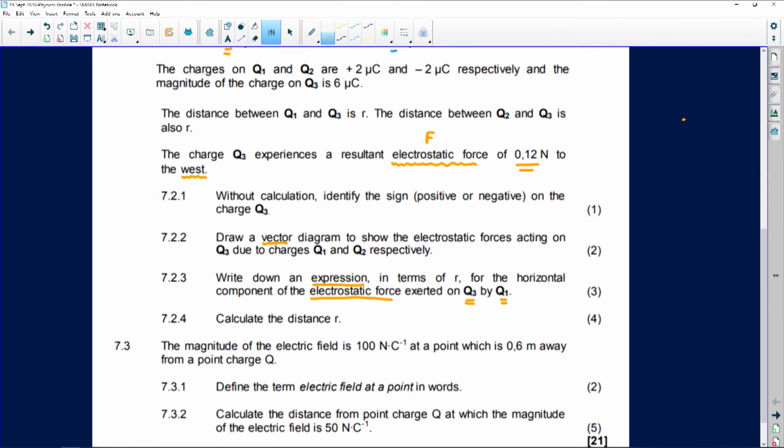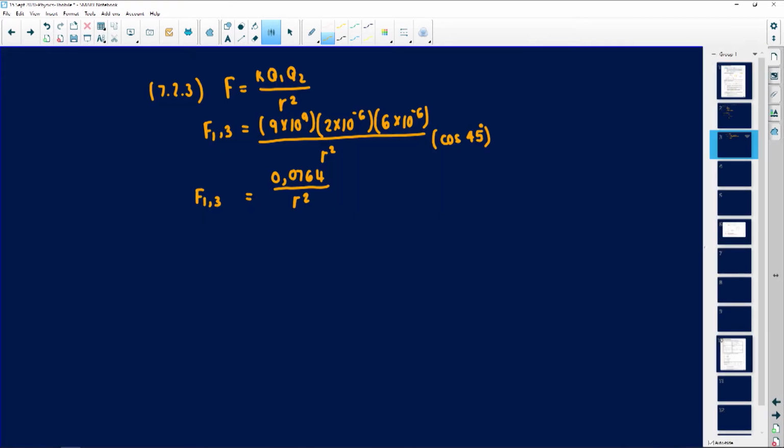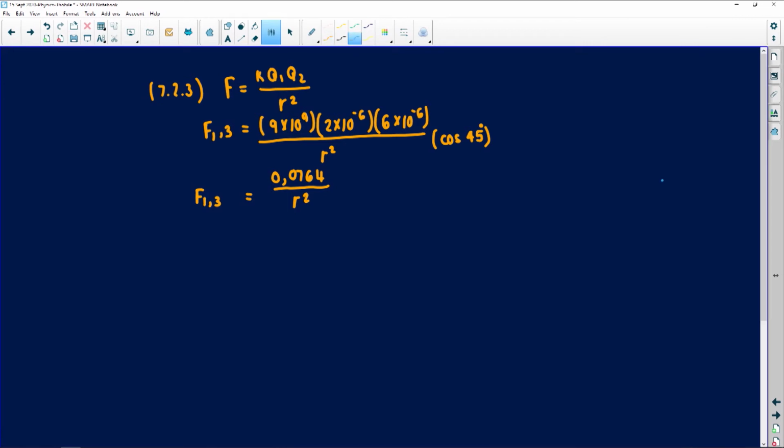The next question says I must then calculate r, which now makes it kind of easy when you're actually using your expression. Now that I have my expression, it means I can then use it twice. Let me write everything again so that everyone knows what I'm doing. 7.2.3, I am going to use a different color. So remember, they told us that the electrostatic force experienced by Q was 0.12. I know that if I find the electrostatic force of Q1 on Q3, I can add it to the electrostatic force that Q2 will have on Q3.